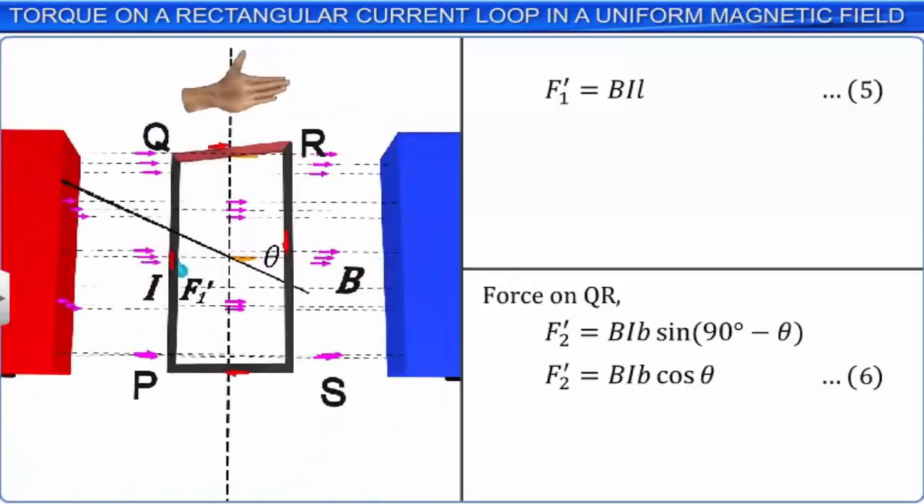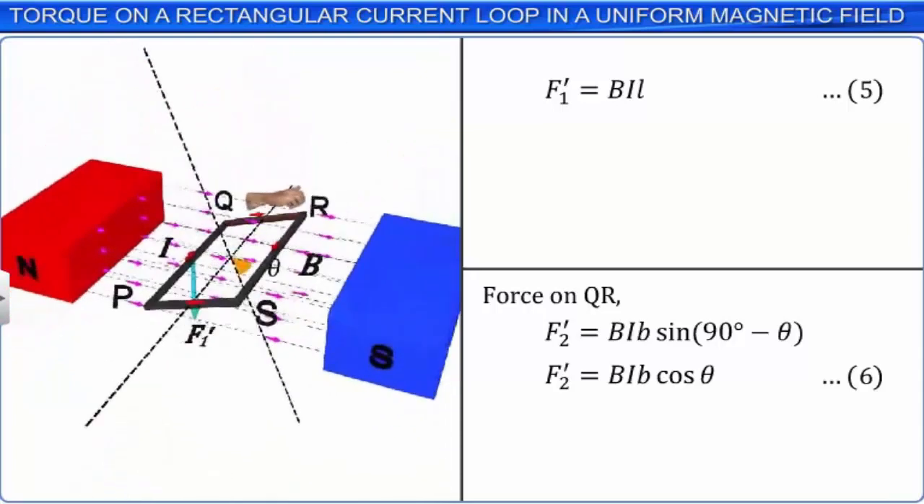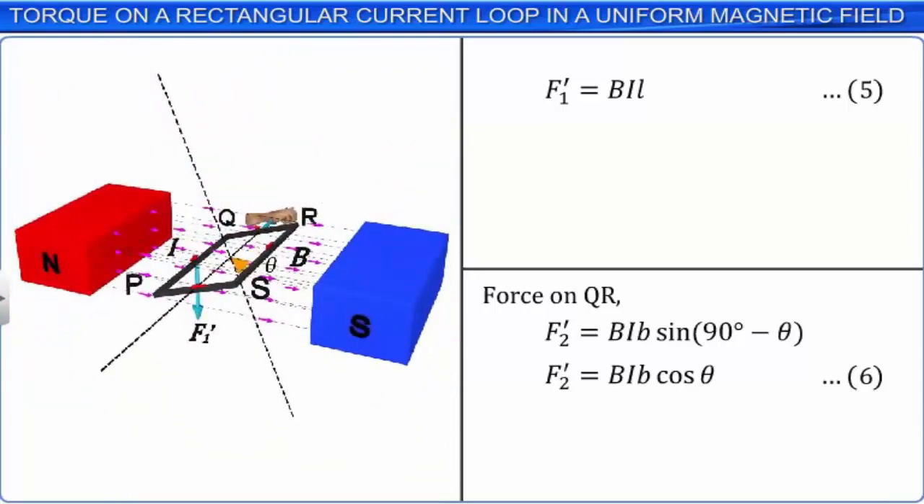When the four fingers of a stretched right hand curl from the direction of current in QR towards the direction of magnetic induction B, the thumb indicates the direction of the force on QR. Thus, the force F2' acts perpendicular to the plane containing I and B, outward of the loop along its axis of rotation.